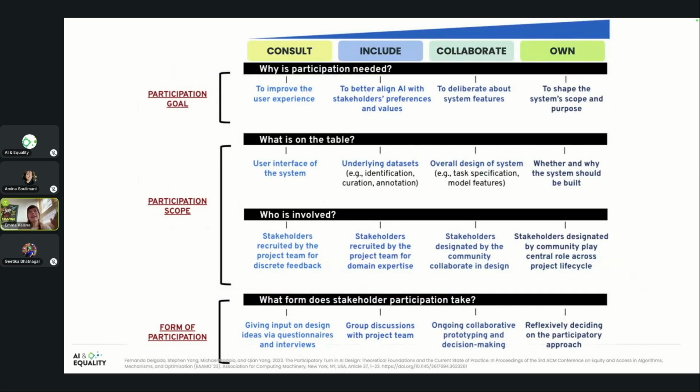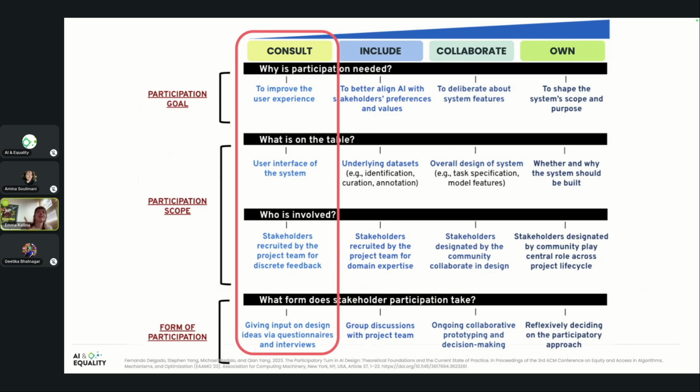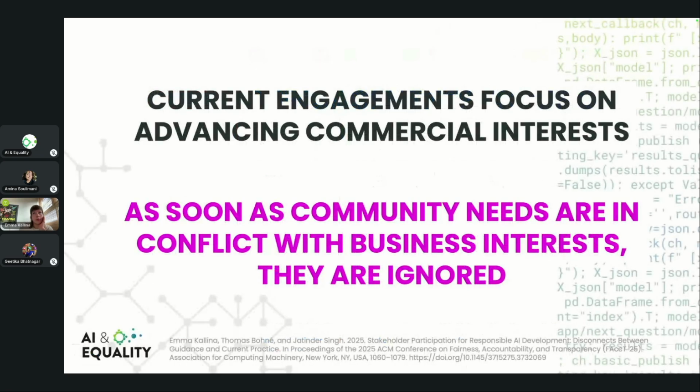Okay, so if we now look into this, this is clearly consult. There's no own happening at all. Not even really include. So basically, so far we are only really seeing consult in industry. Very rarely any other things. So it's about advancing commercial interests right now, and especially if community needs are in conflict with business interests, they are kind of sacrificed.